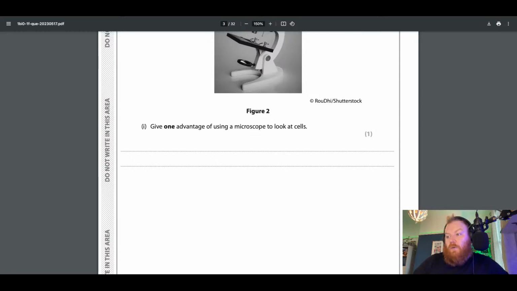So for this question in particular, we would actually be looking at images in a more magnified amount.